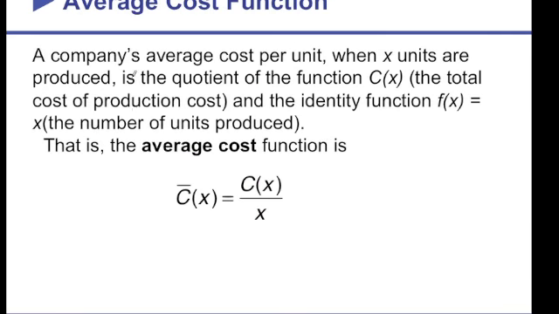Now we want to talk about the average cost. The average cost is the cost per item when x units are produced. So that is the quotient of the cost function, the total cost of production, and the identity function f of x equals x, the number of units produced. So it makes sense. The average cost per item is the cost divided by the number of items you produce. And notice the symbol for the average cost function has this line above the C.